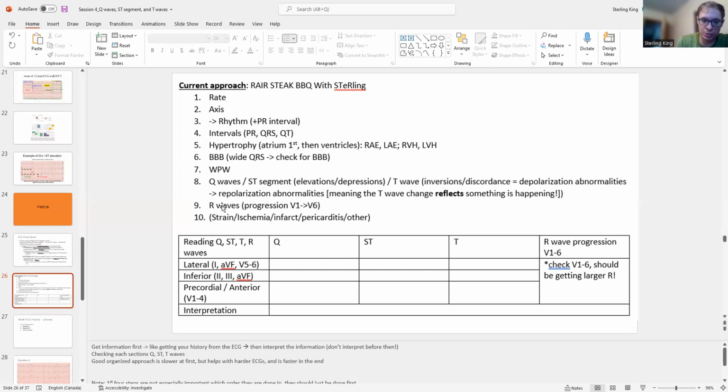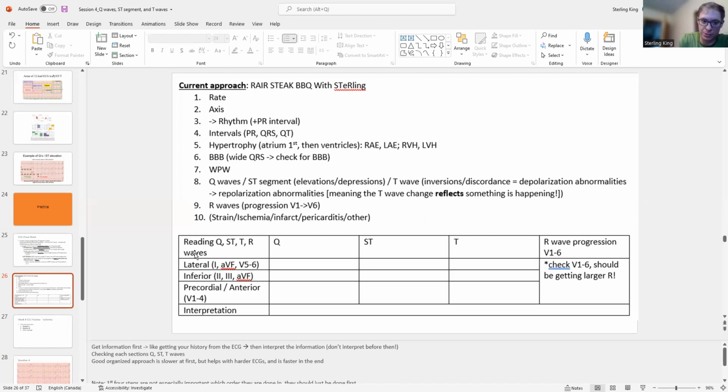So a depolarization abnormality is a repolarization abnormality. Get your history, interpret the T waves after. A change in a T wave just means something happened. R waves, looking for progression from V1 to V6, and then you're basically ruling out your other things: strain, ischemia, infarct, pericarditis, something else.